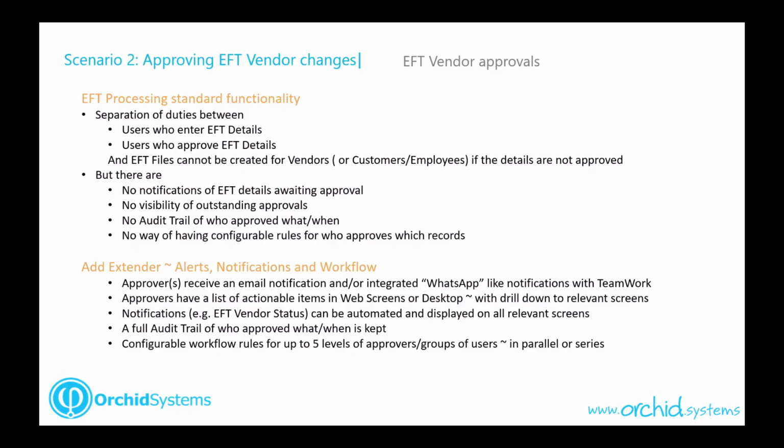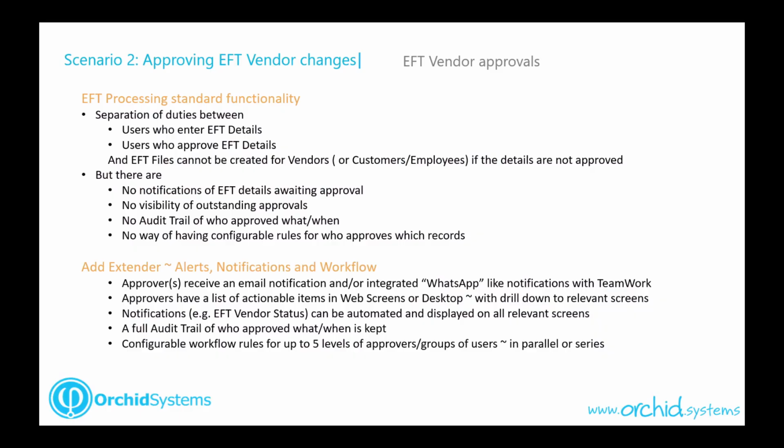There's no visibility of outstanding approvals. There's no audit trail of who approved what and when, and no way of having configurable rules for who approves which records. But if you add Extender, alerts, notifications, and workflow, then your approvers can receive an email notification.